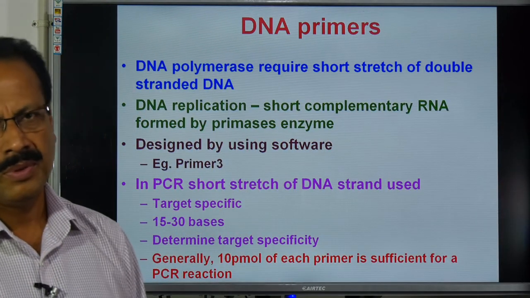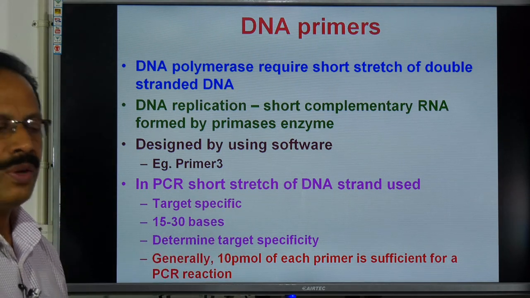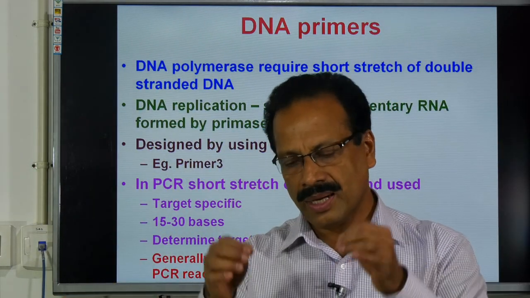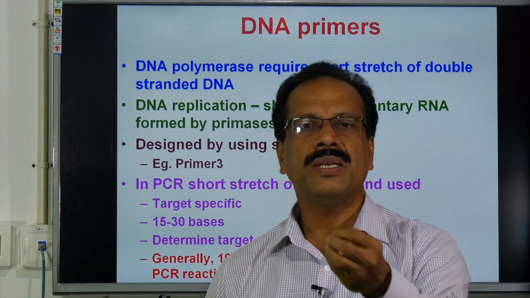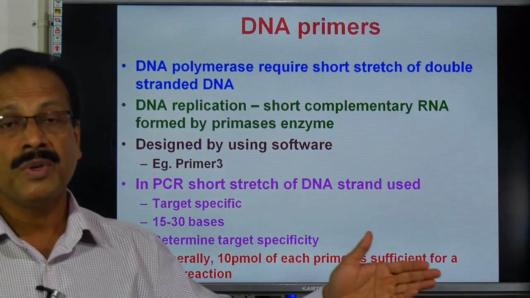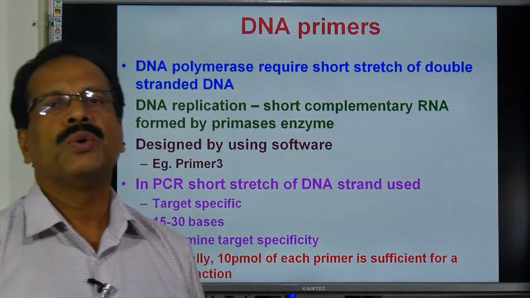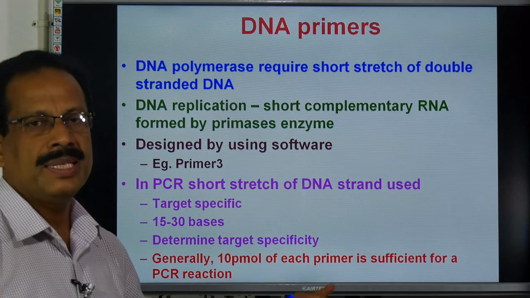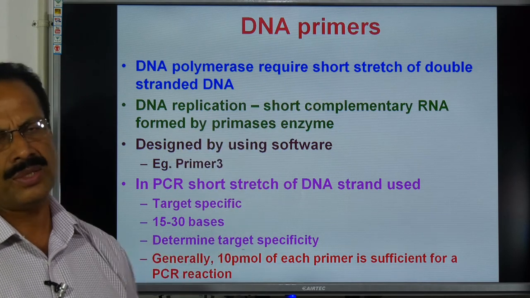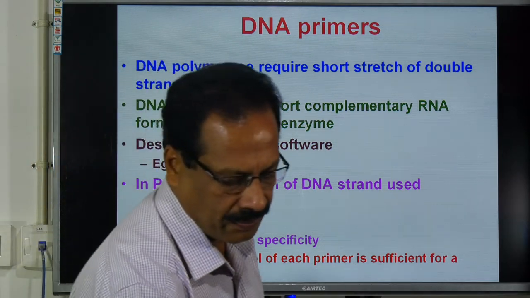10 picomole is enough. But it is better to standardize the primer concentration, because if you are using excess primer, that can give wrong results. If you are using too little primer, it might act as a limiting factor, because PCR efficiency varies for each and every DNA piece. So for each piece you have to standardize the amount of primer to be used. You can use this as a model amount, and then increase the concentration by trial and error. You can optimize the primer concentration.